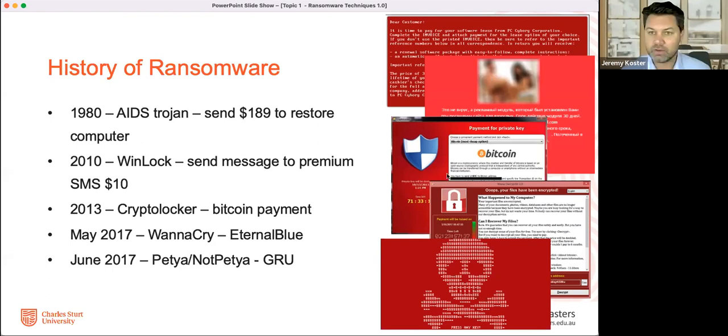So I draw attention to Petya Not Petya. When you see that sort of screen coming up on all the computers around you, very alarming and quite emotive as well.